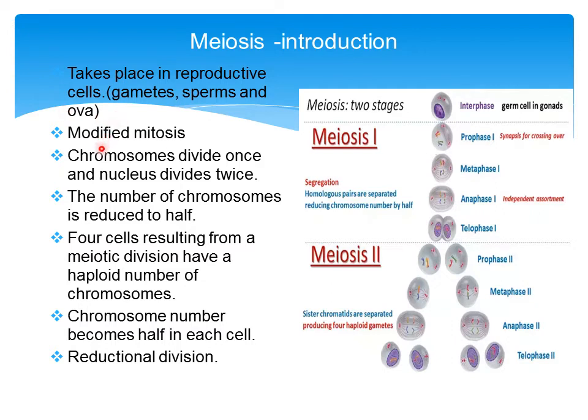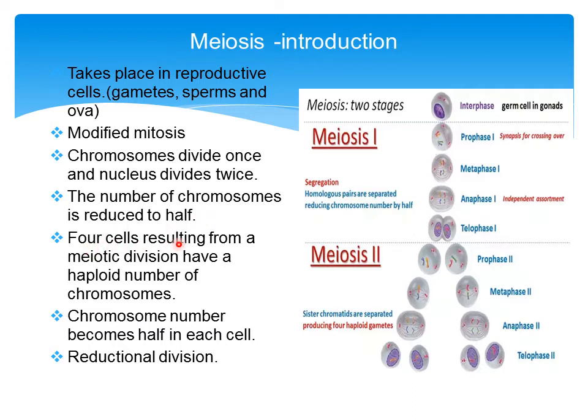It is a modified form of mitosis in which the chromosomes divide once while the nucleus divides twice. Remember this, the chromosome is dividing once whereas the nucleus is dividing twice. The number of chromosomes is reduced to half. We start with 2n number of chromosomes, which at the end of the meiotic cell division will be reduced to the haploid number of chromosomes.